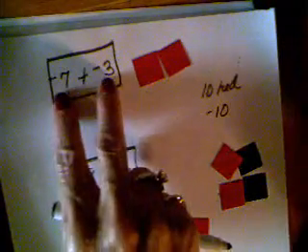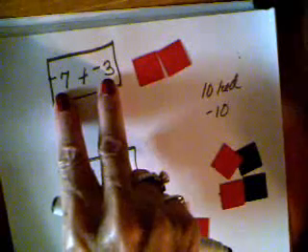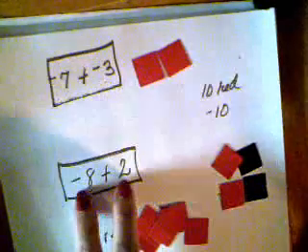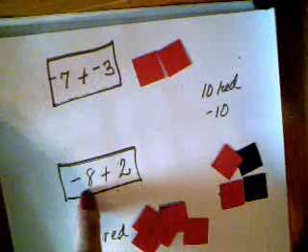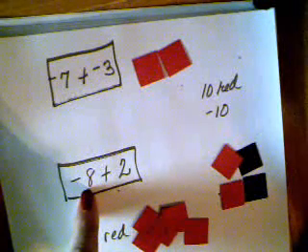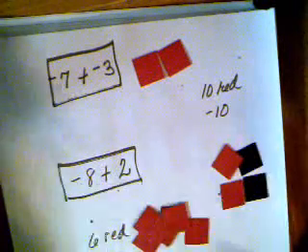If the signs are the same, you add and use the common sign. If the signs are different, you subtract and use the sign of the number that has the greater absolute value. Now, I want to remind you what absolute value means.